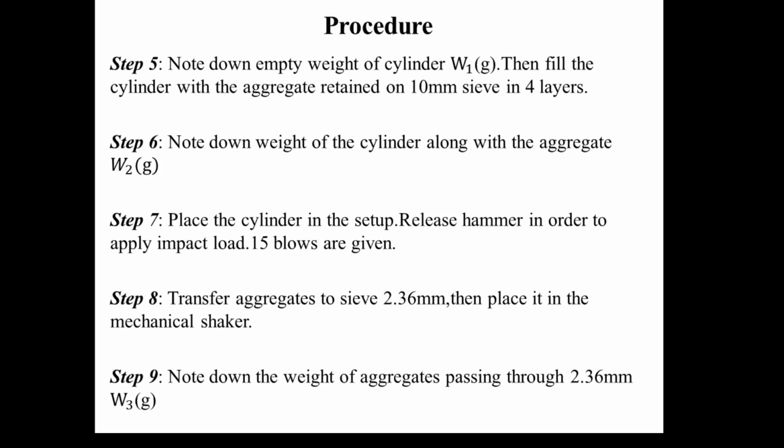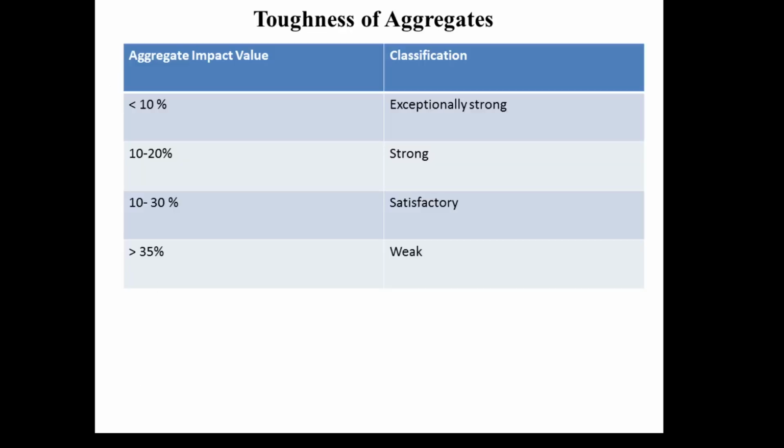Then you note down the empty weight of the cylinder, that is W1. Then you fill the cylinder with the aggregates retained on the 10 mm sieve in 4 layers. Step 6 is you note down the weight of the cylinder plus the aggregates, that is your W2. W2 is the cylinder along with the aggregate weight. Step 7 is you place the cylinder in the setup in the impact testing machine. Release the hammer in order to apply the impact load. 15 blows are given. Next step is to transfer the aggregates to the 2.36 mm sieve and place it in the mechanical shaker. After sieving it, note down the weight of the aggregates passing through the 2.36 mm sieve, that is your W3.